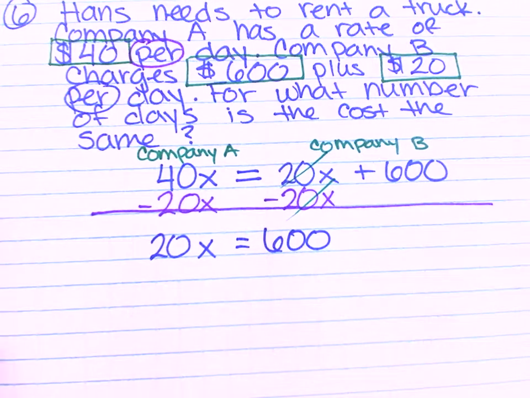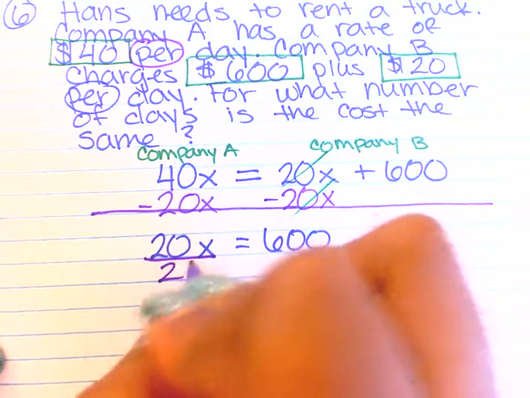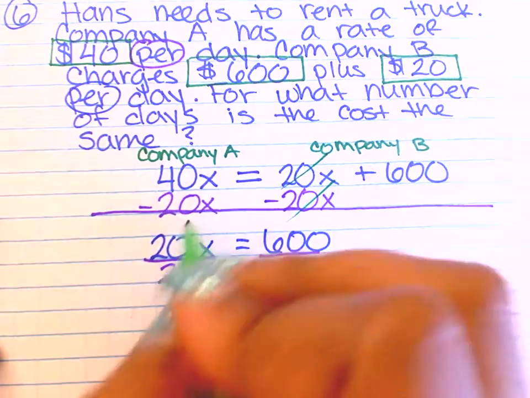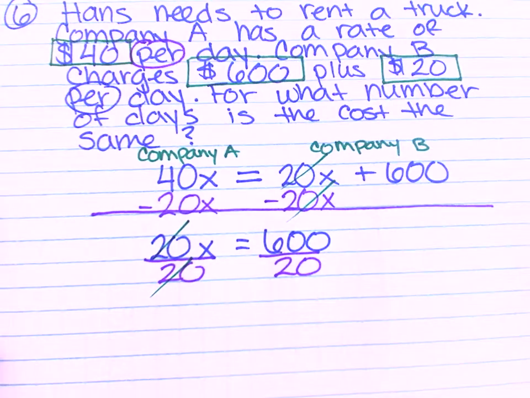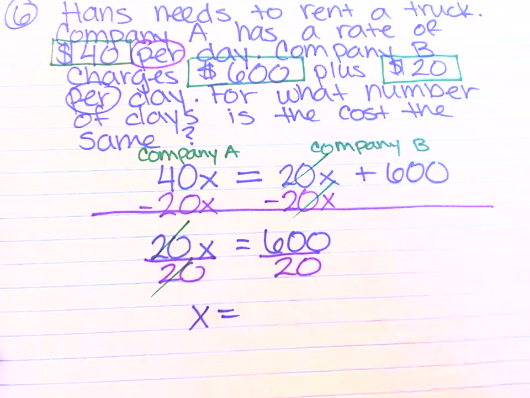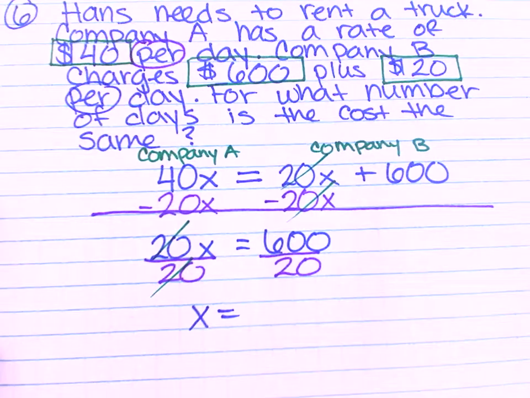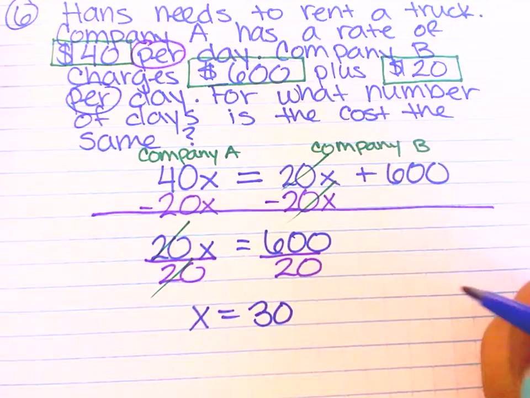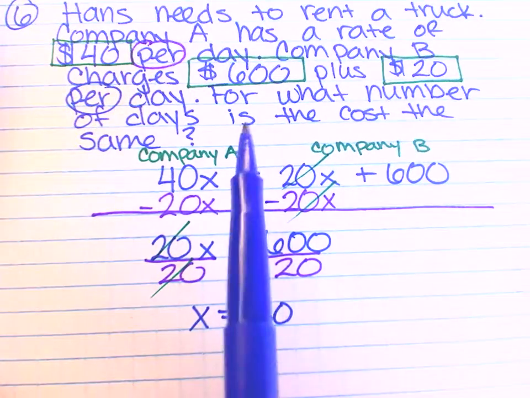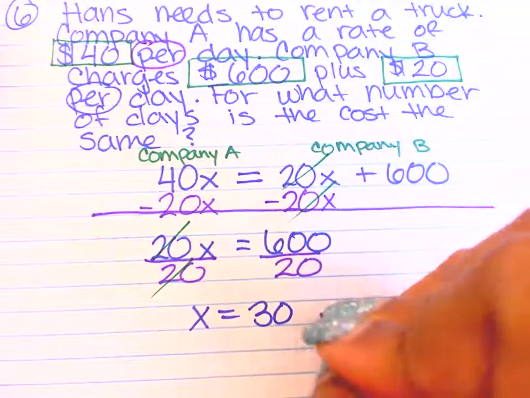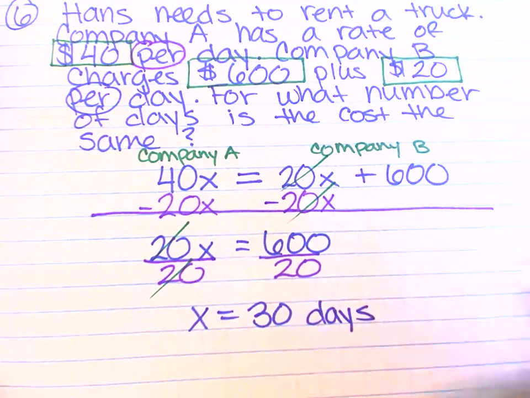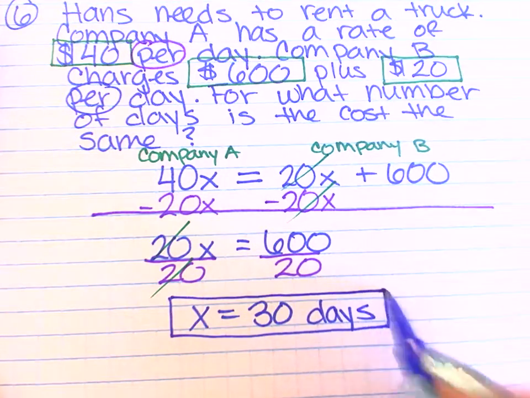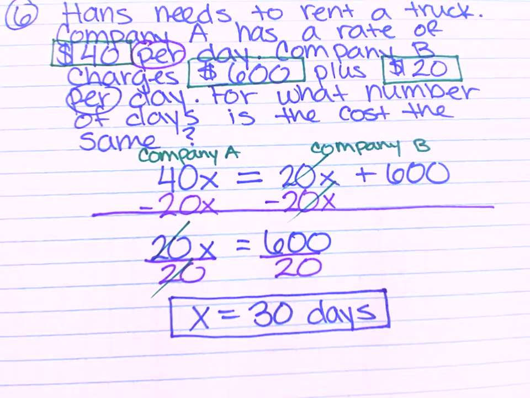Now I divide 20 on both sides to get x by itself. When you get x by itself, my 20s cancel. So I have x equals 600 divided by 20 is 30, because 20 times 30 is 600. And it asks me what number of days, so I know it's 30 days. It asks me for days. So for 30 days, it's going to be the same rate. After that, company B is going to cost more.